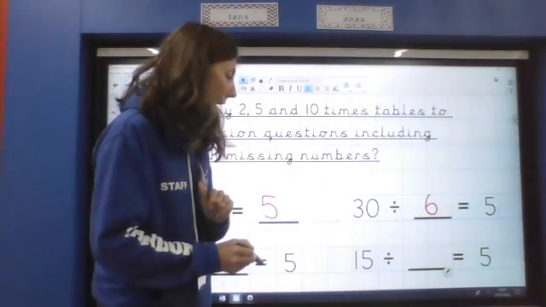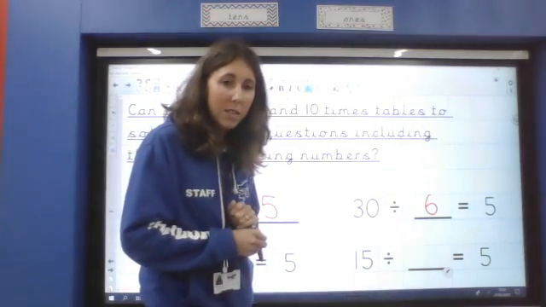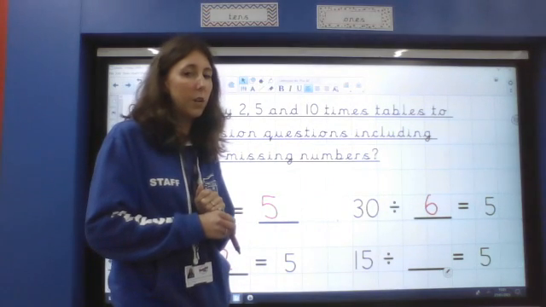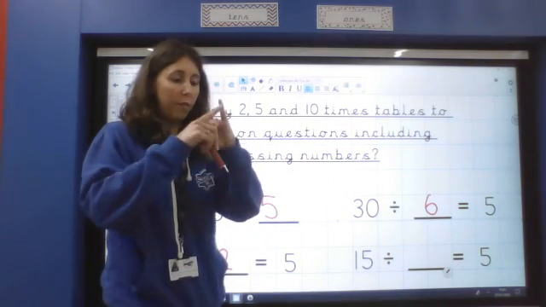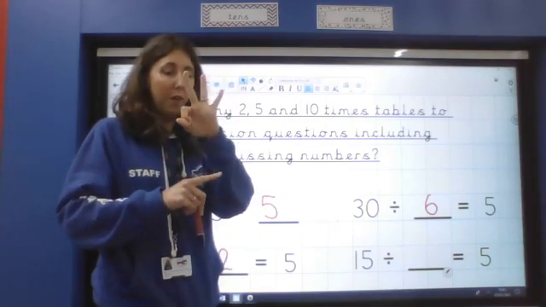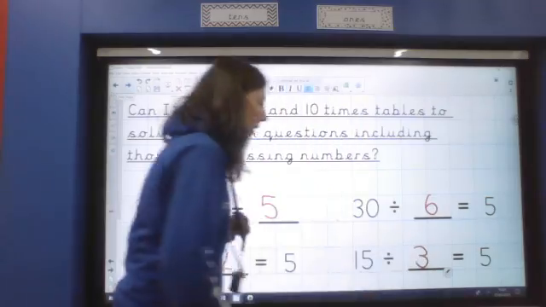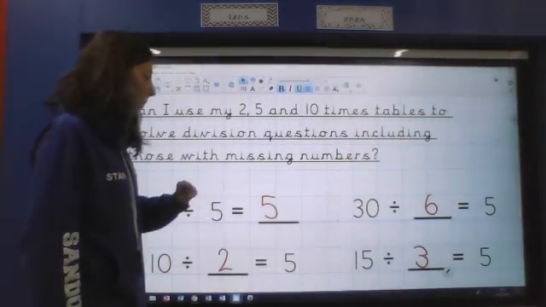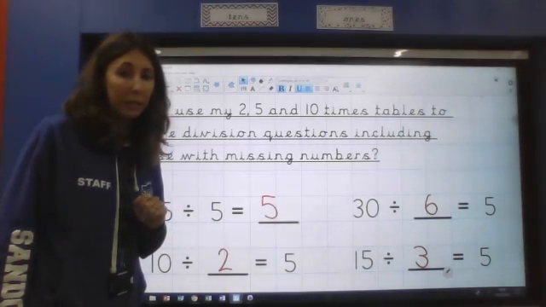And then our last one. Again, what are we going to count in? See if you can do this one before I help. See if we can check our answer. 5, 10, 15. 15 divided by 3 would be 5. We've started to think about the missing numbers where the middle number is missing.